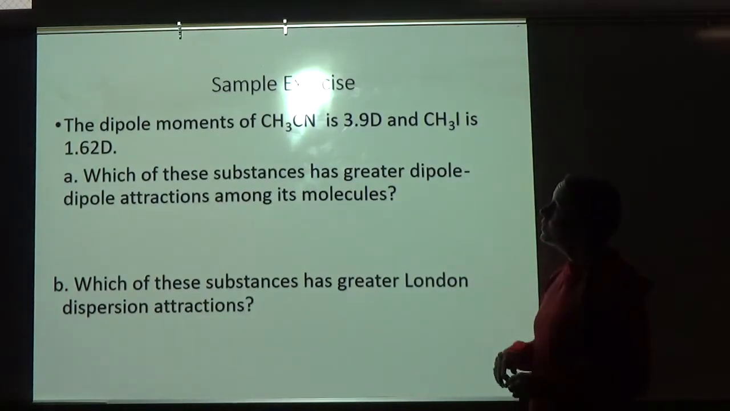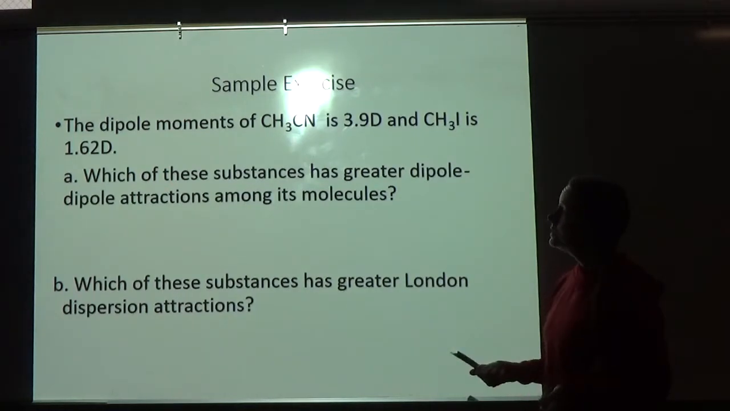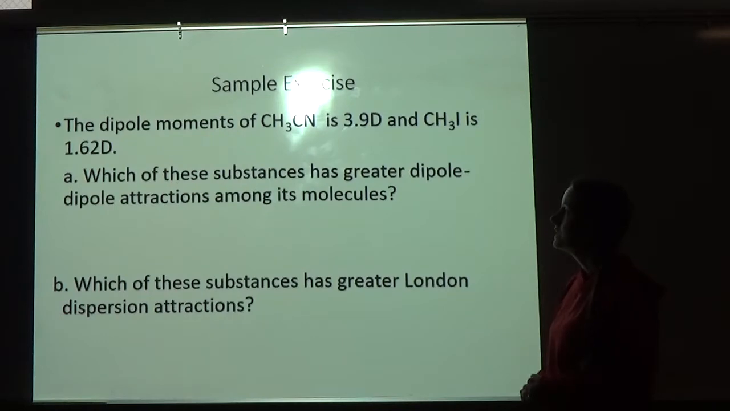It says the dipole moment of CH3CN is 3.9 debye, and for CH3I it's 1.62 debye. Which of these substances has the greater dipole-dipole attractions among its molecules?